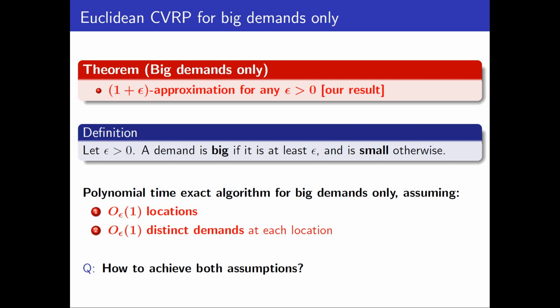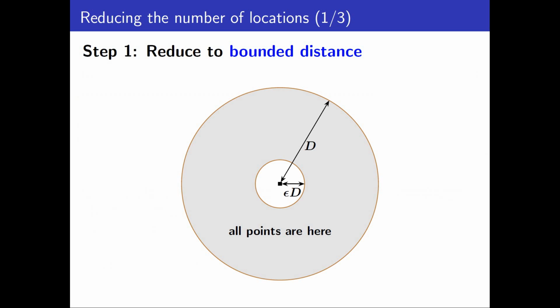You say it's easy, but how do you do it? By brute force. Each tour only covers a bounded number of demands at a bounded number of locations, so there are only a bounded number of tour configurations which you can enumerate in polynomial time. Okay, I understand that when the two assumptions hold, the problem is easy. But how do you achieve both assumptions? So let's see the first assumption, reducing the number of locations. How can we reduce the number of locations?